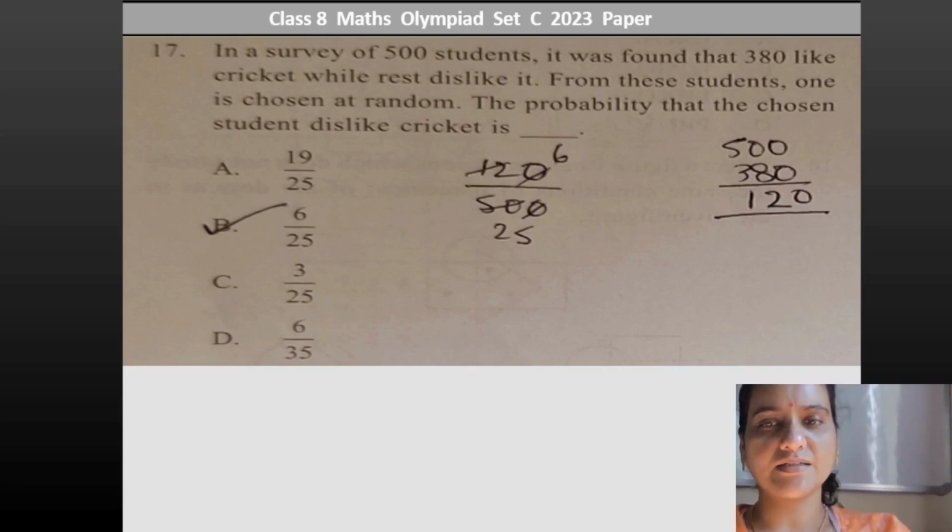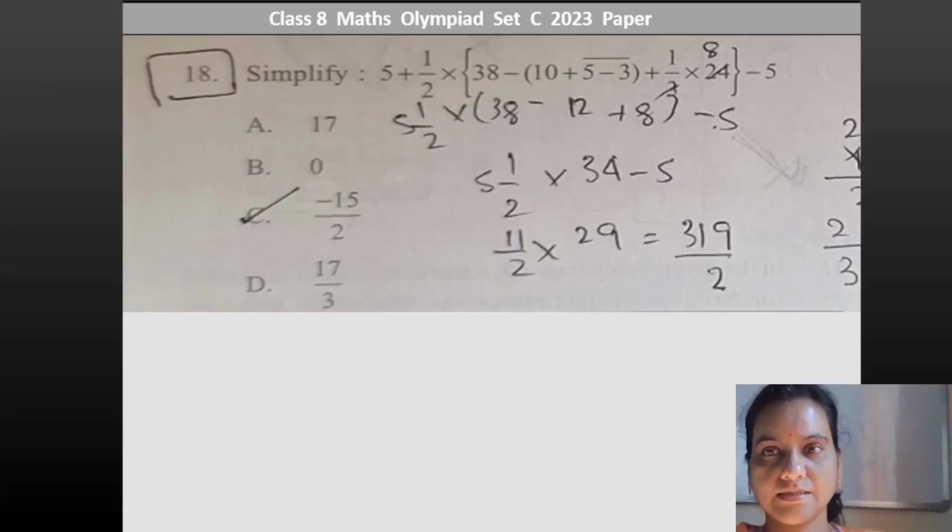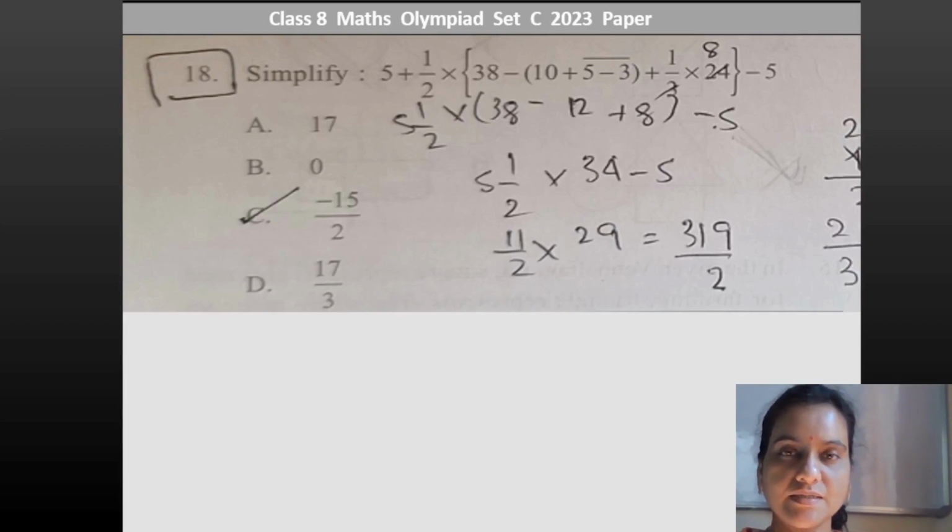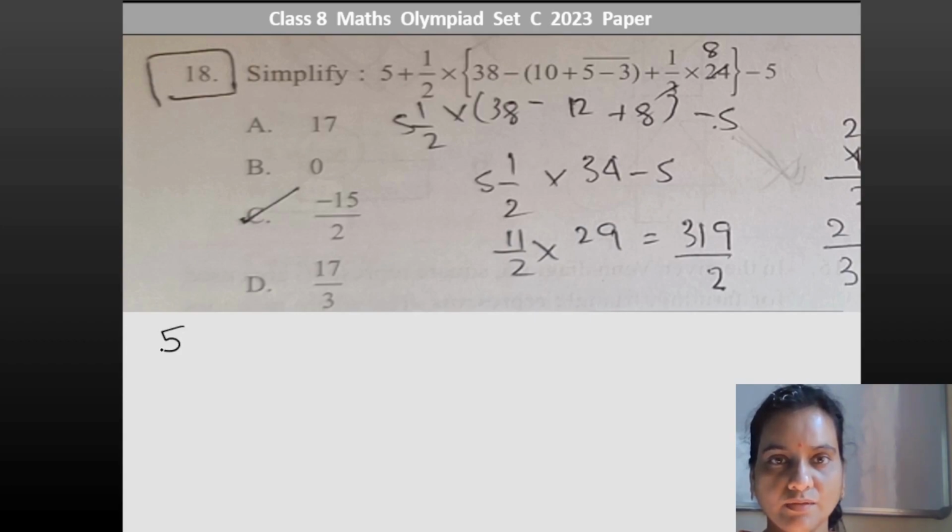For question number 17, it's a very simple question. Let's do this question, which is from simplification. 5 plus 1/2 into this entire thing. So let's solve first the bar bracket. According to the BODMAS rule, we need to solve the bar bracket first. So let's go writing until we reach the bar bracket.